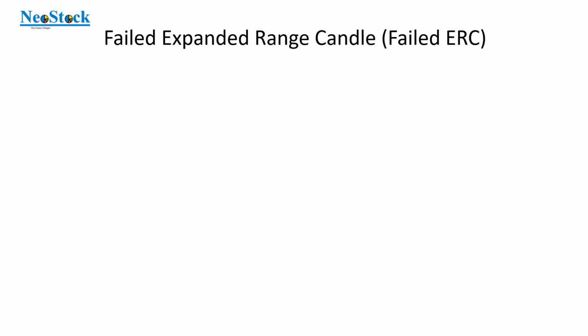And in expanded range candle, we have another subtype. It is called a failed expanded range candle. In short, we call it failed ERC. What is this failed ERC? The candles having a small body. Let me show you with examples and then I will explain so that you can understand easily.